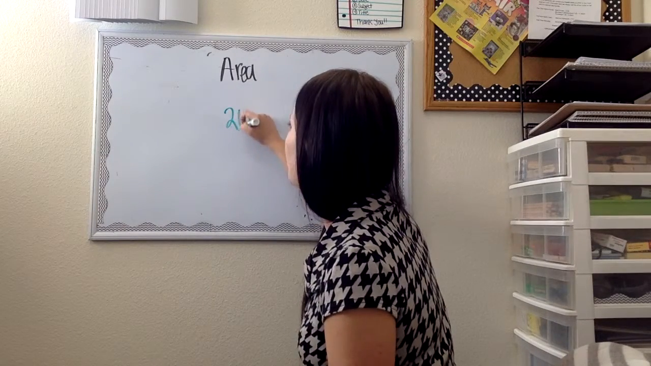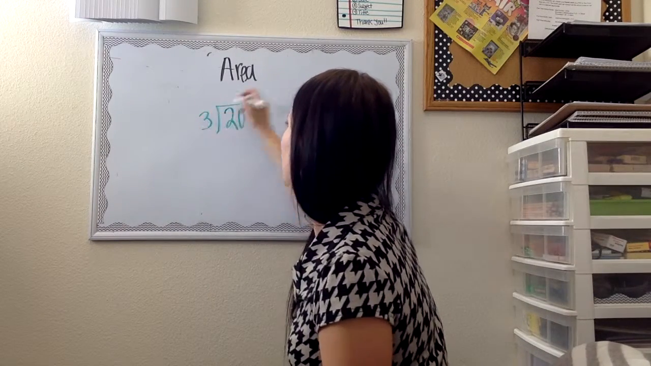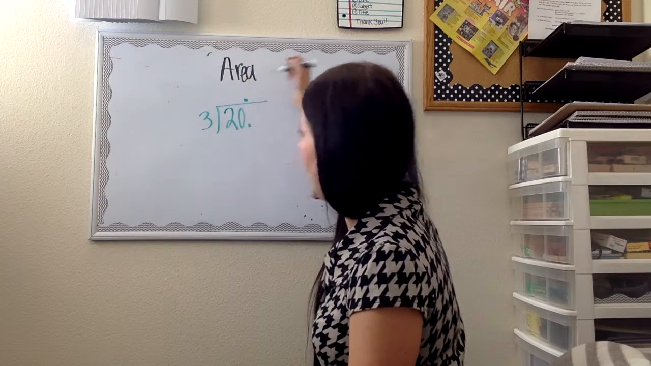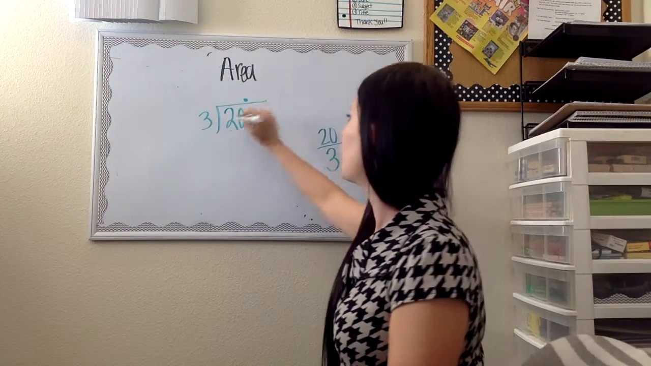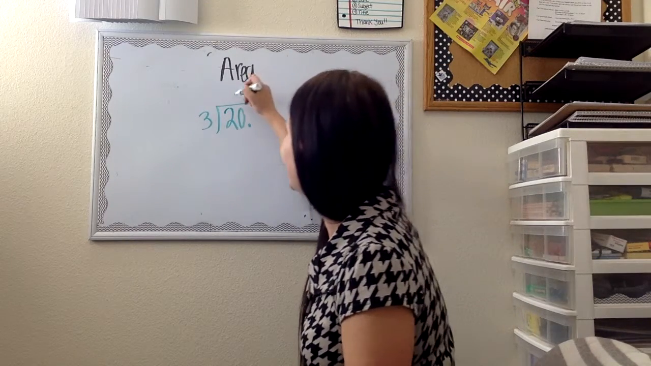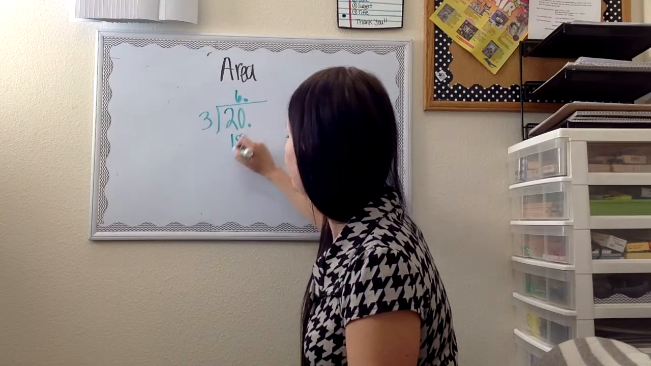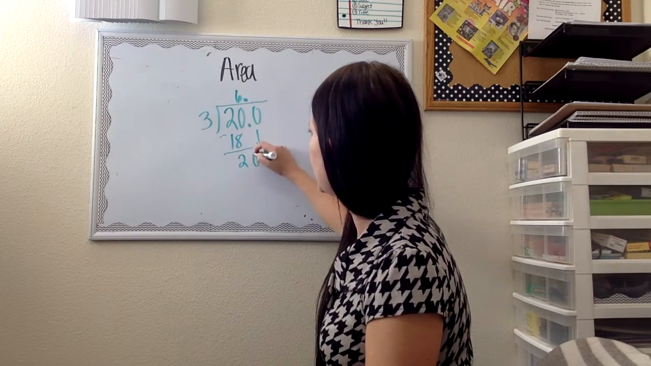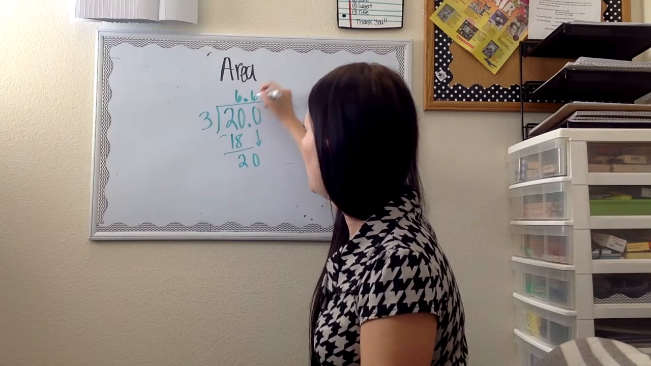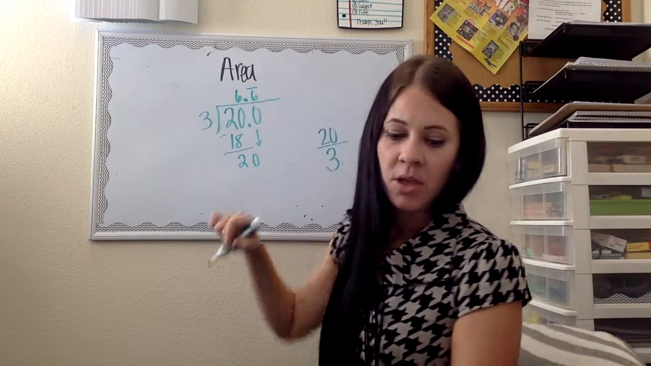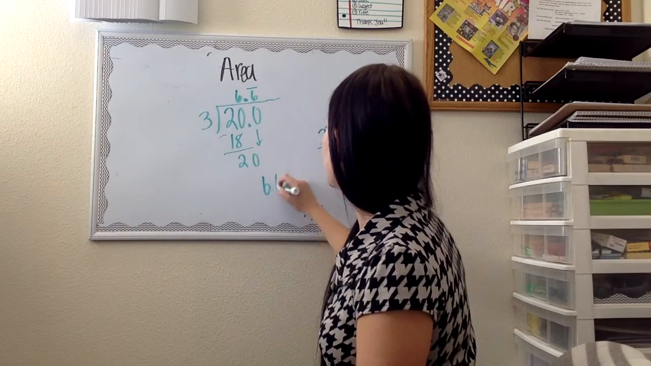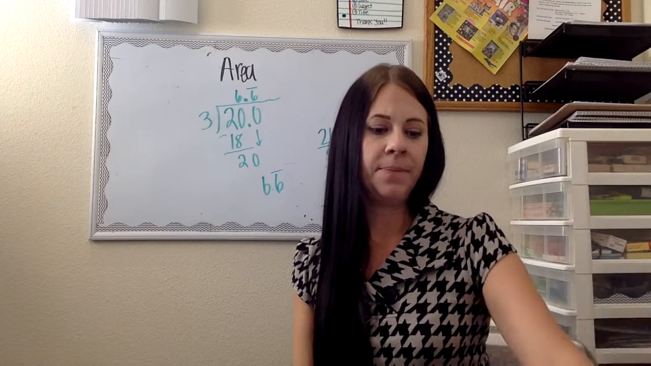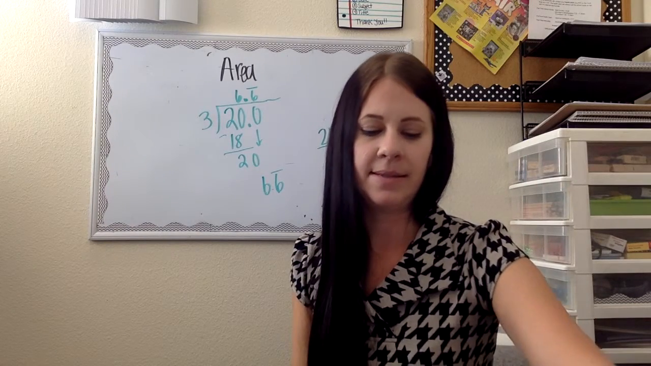So remember, your top number goes under, divided by 3. It's going to be a decimal, so I'm going to give myself a decimal right now. That way I don't forget. So 3 into 20. So 3 times 6 is 18. And then I subtract. I have 2. I give myself a 0. I bring down the 0. 3 into 20 again. Oh, I see a repeating decimal. So about 6.6 repeating.